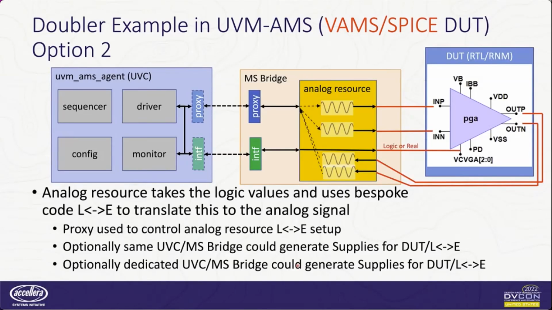And then you'd also need a proxy if you're driving a continuously changing signal like a sine wave. So in this case, we'd use our proxy to pass in the values of our frequency, bias, etc. to generate that signal, and then we'd still use the interface to pass in the VCVGA and PD because those are logic signals. So you can see how the proxy and the interface can work together with the analog resource to generate those analog values for the mixed signal design.